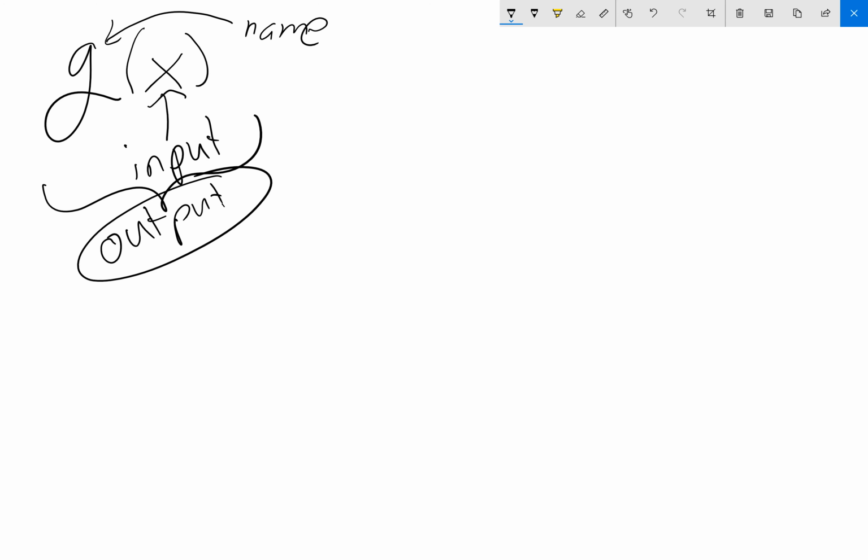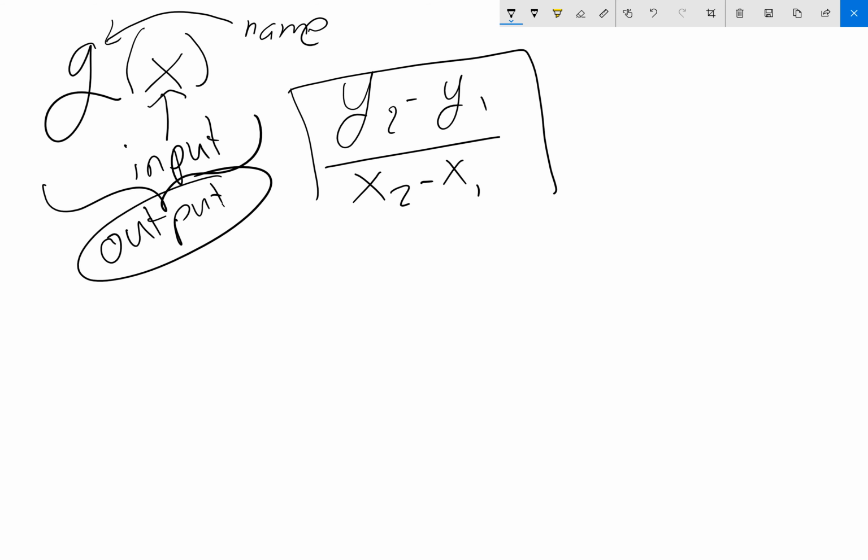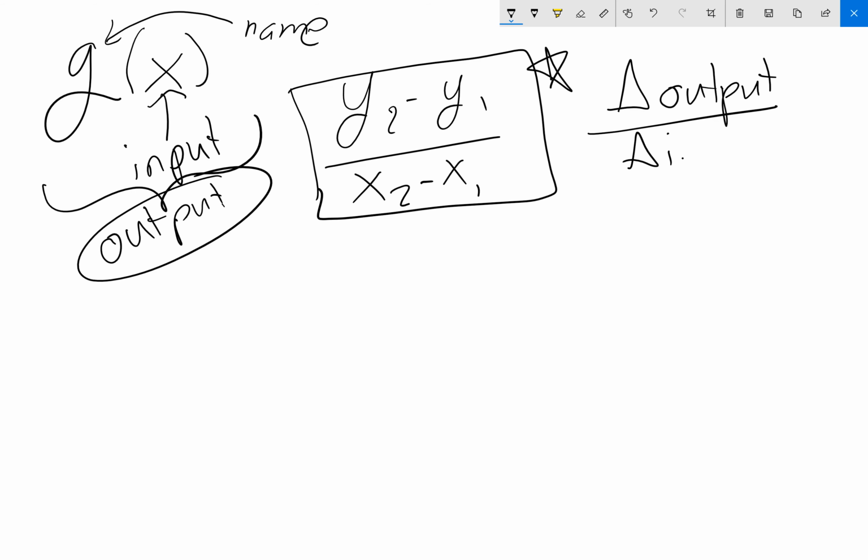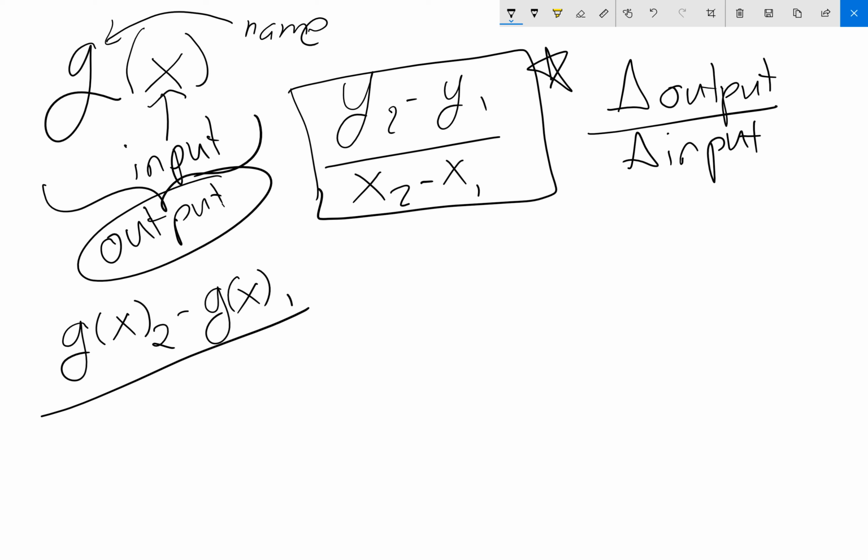All right, so average rate of change. It's kind of like constant rate of change. Remember, we do y2 minus y1 over x2 minus x1. Just because this was on the test doesn't mean you get to forget it. You need to remember this, right? So change, delta of the output over the change in the input. For later, you can think of this as g of x2 minus g of x1 over x2 minus x1.